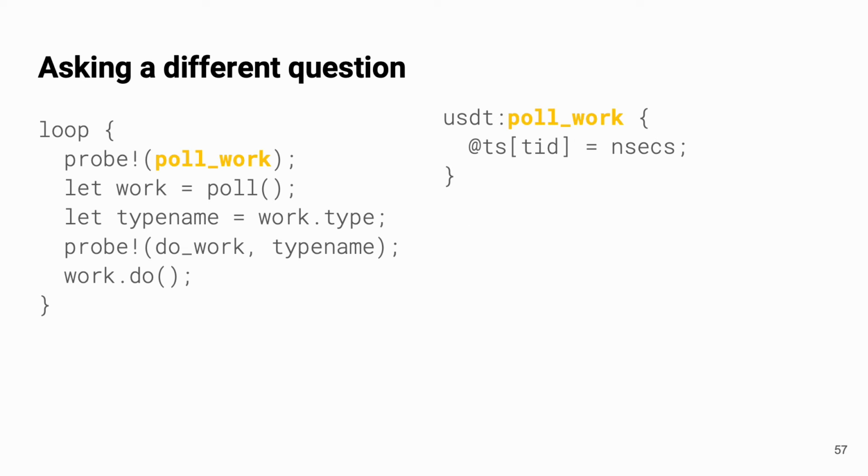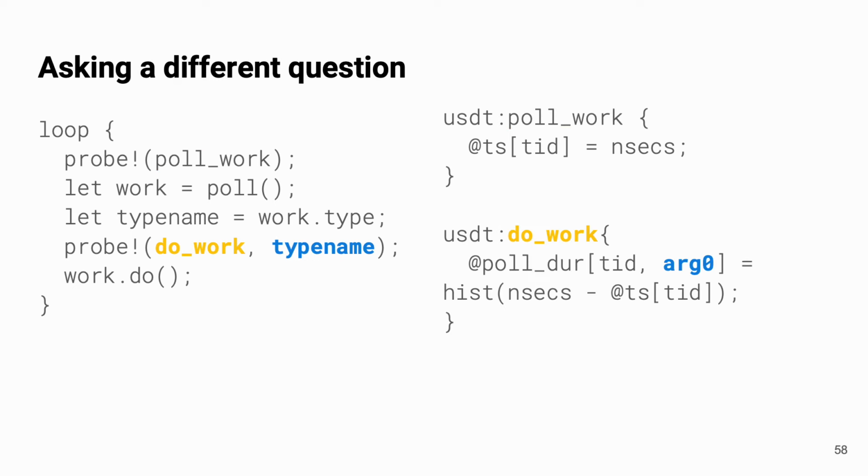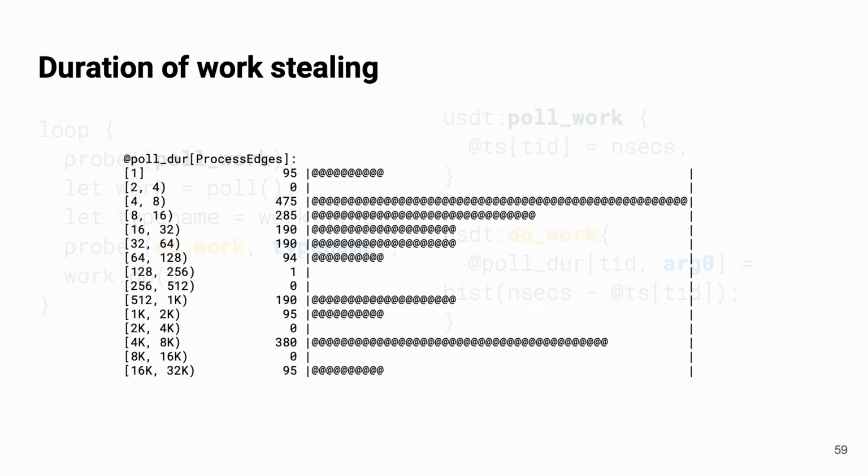Suppose you now want to ask a different question, such as how long it takes to get new work by calling pull, and what the distribution looks like. Well, it's simple. Every time before a pull is called, you record the timestamp, and then before you actually start doing the work, you look at the timestamp again, calculate the difference, and add it to a histogram for a particular type of work. You can associate that distribution with different types of work by accessing the argument. And at the end of the program, you can now see the distribution of time needed to get new work for each type of work.